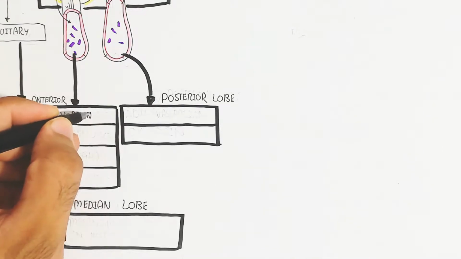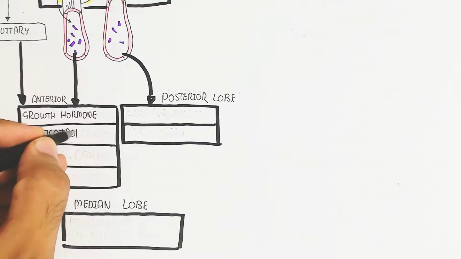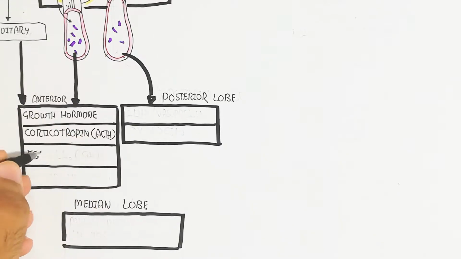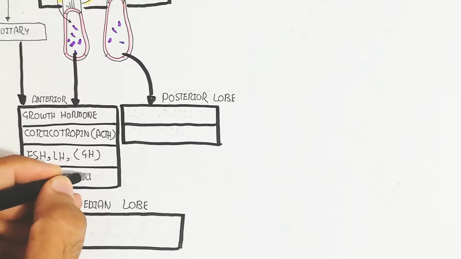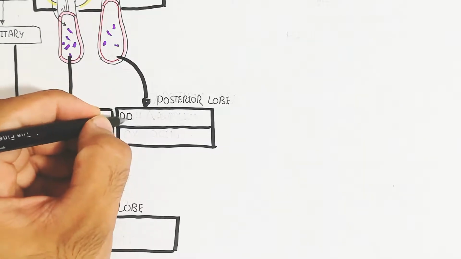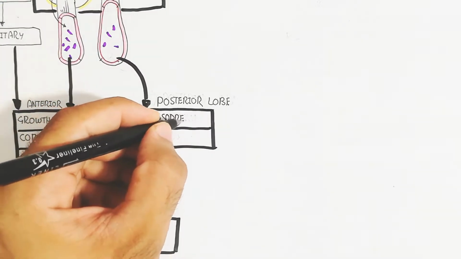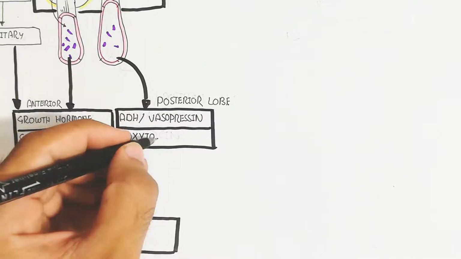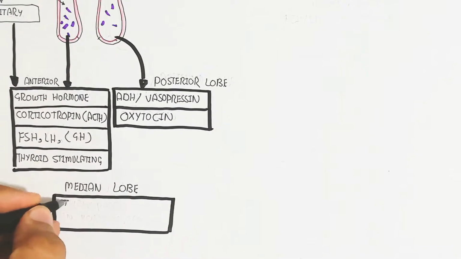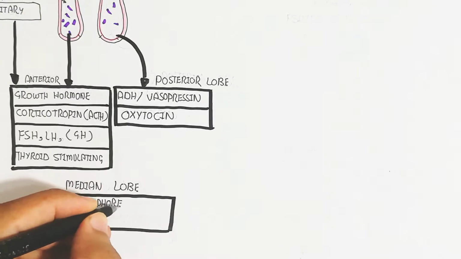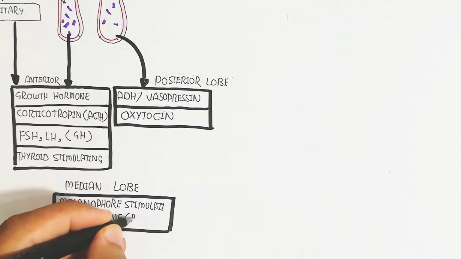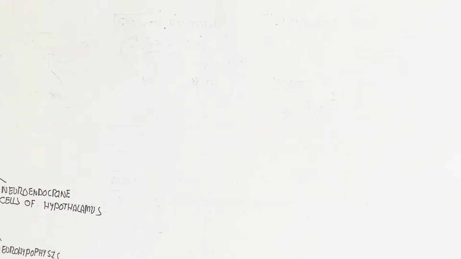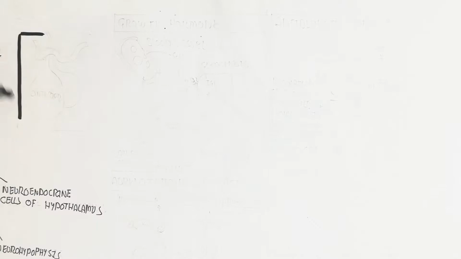The anterior lobe basically produces growth hormone, corticotropin, ACTH (adrenocorticotropic hormone), follicle stimulating hormone and luteinizing hormone, which are the gonadotropin hormones, and thyroid stimulating hormone. And the posterior lobe produces antidiuretic hormone, vasopressin, and oxytocin. The median lobe produces only one hormone, known as melanocyte stimulating hormone, which stimulates melanin production from the melanocytes in the skin.